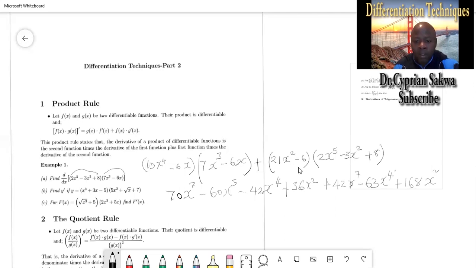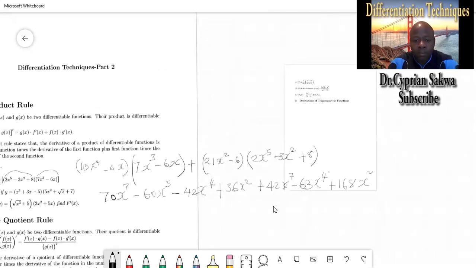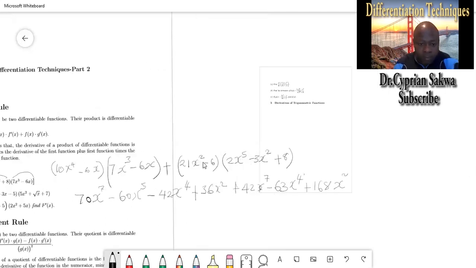That's correct. Let's now multiply by negative 6. Negative 6 times that would have negative 12x raised to 5. Negative 6 times that we have positive 18x raised to 2. Negative 6 times this will have negative 48.